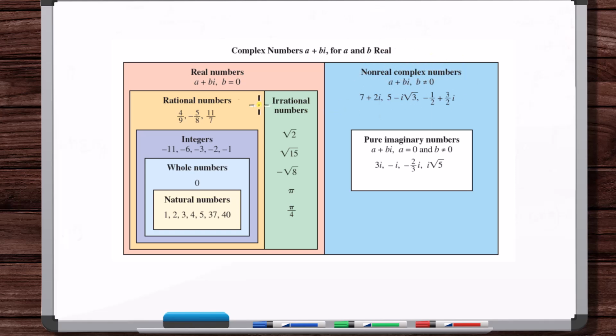That just means that real numbers have this b equal to 0. Non-real complex numbers have b not equal to 0. It doesn't mean that a is equal to 0 for non-real complex numbers. It just means that b is not equal to 0. But if you're a non-real complex number and a is equal to 0, then that's called a pure imaginary number. Okay? And that's how it all breaks down.